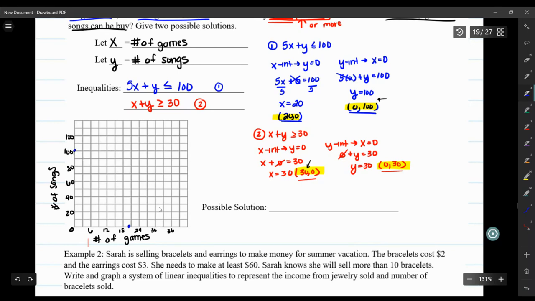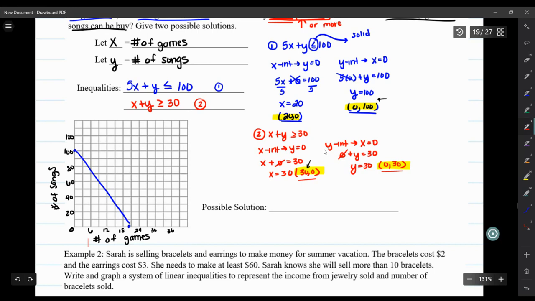I'm going to connect those 2 points, but you have to be careful. Since this was a less than or equal to, that means this is going to be a solid line. So I'm going to connect these with a solid line as best I can without a ruler. And then we will talk about shading at the end.